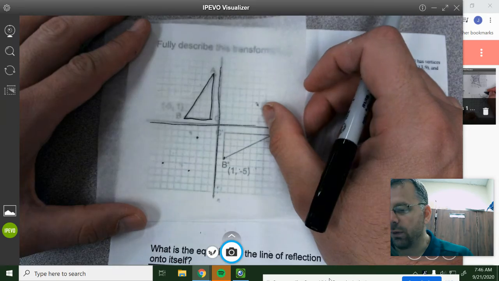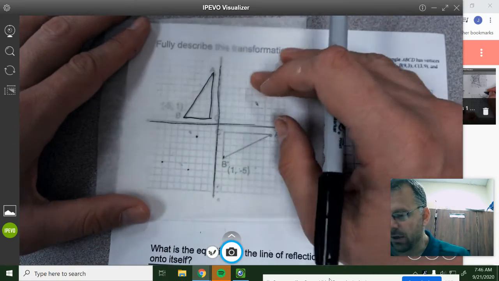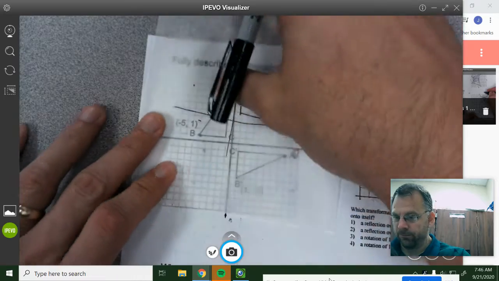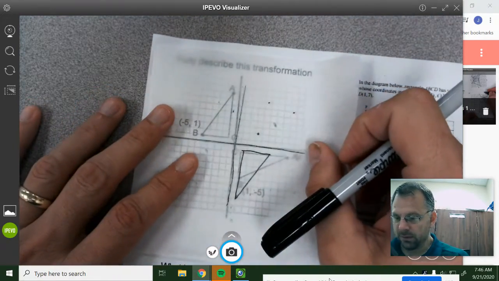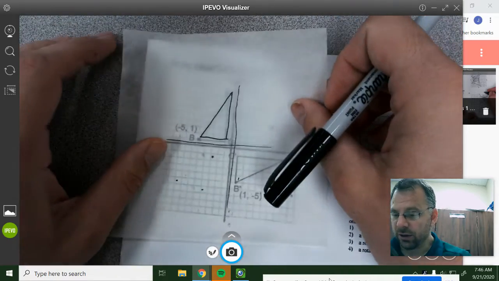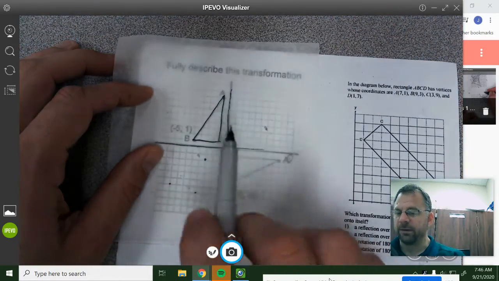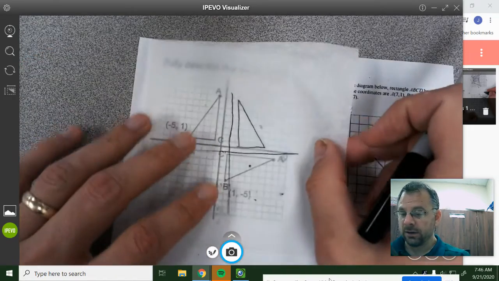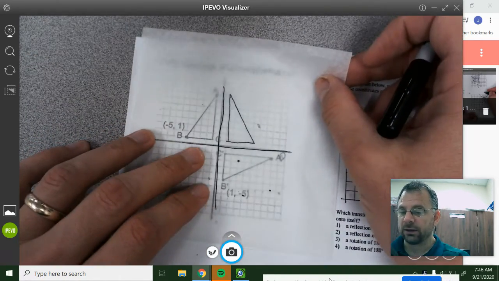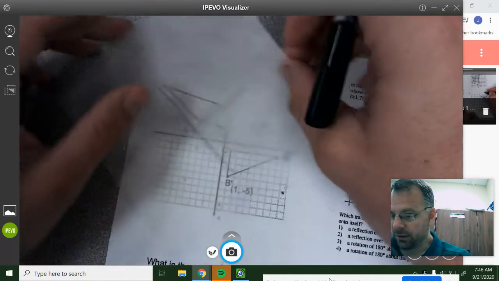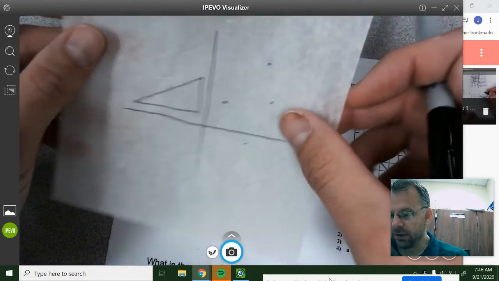And let's see, what would we do to make that match up? Would a rotation work? No, a rotation does not work. So it's not a 180-degree rotation. What about a reflection? What if I flipped it over the y-axis first and then over the x-axis? Nope, that doesn't work either.